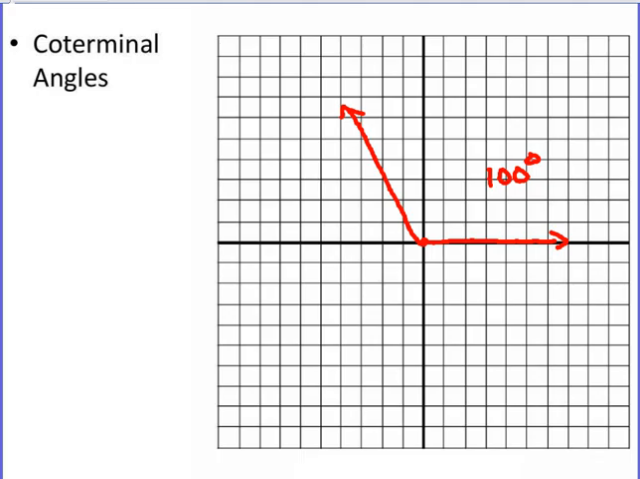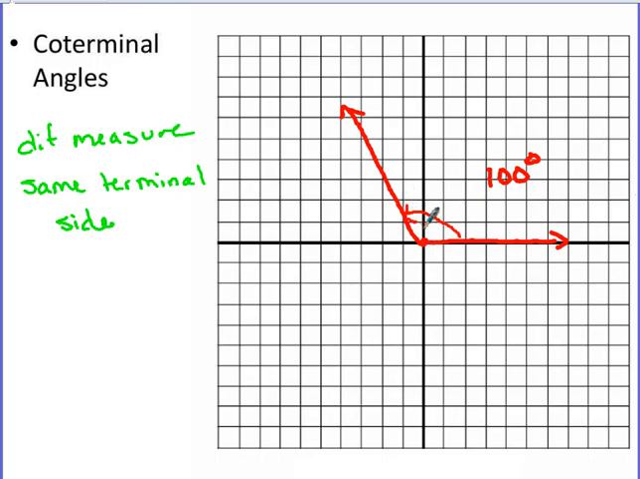Okay, the next term is coterminal angles. I have here a 100-degree angle, and when we say an angle is coterminal, what we mean is it has a different measure, but the same terminal side. So the angle will end up at the same place, but it will have a different measurement. How does that work? Well, this is a 100-degree angle, right? Let me put in my direction arrow. So it's a 100-degree angle.